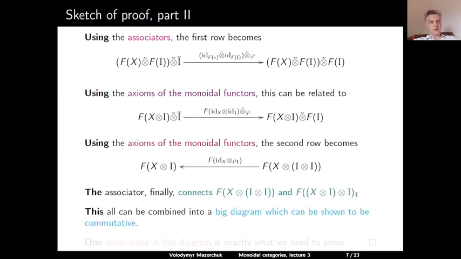And then we collect all this into one big diagram, and using all the axioms, one shows that the diagram commutes. And one quadrangle in that diagram is exactly our axiom for the right associator for the object x tensor I. And this completes the proof. So EGNO's definition of a monoidal functor is equivalent to the classical definition of the monoidal functor.